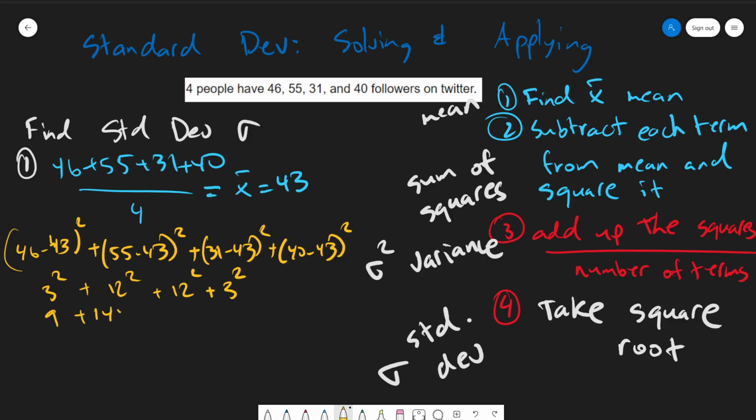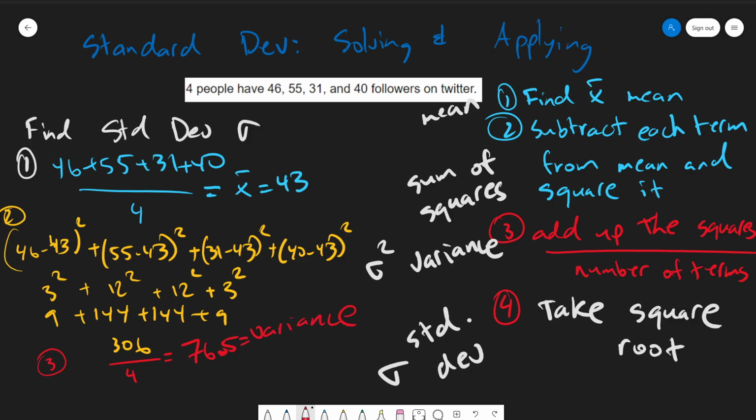So 9 plus 144 plus 144 plus 9 gives us 306. So we added them all up. This was step 2. And now step 3, we're going to divide them by the number of terms. So still 4 terms, and 306 divided by 4 gives us 76.5. So 76.5 is our variance.